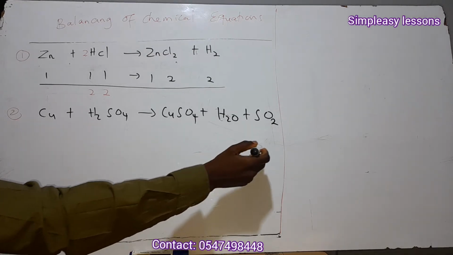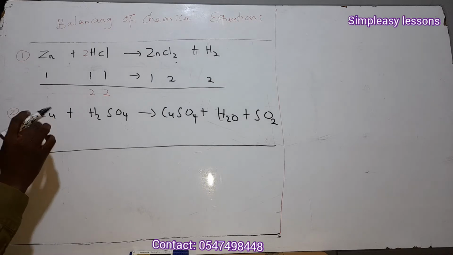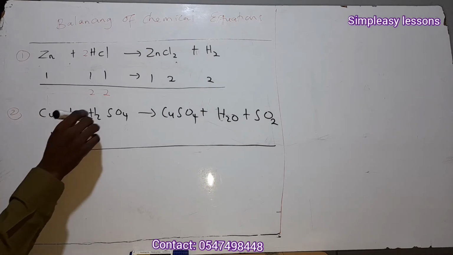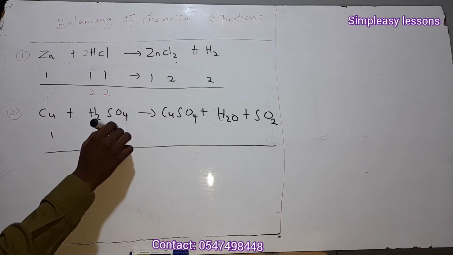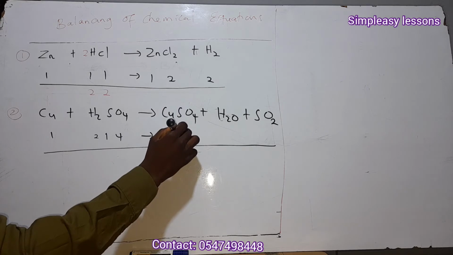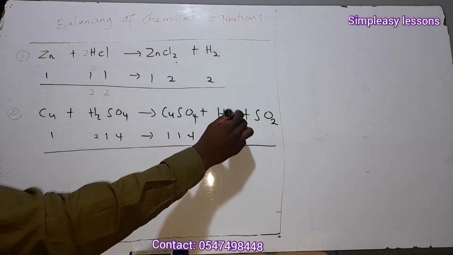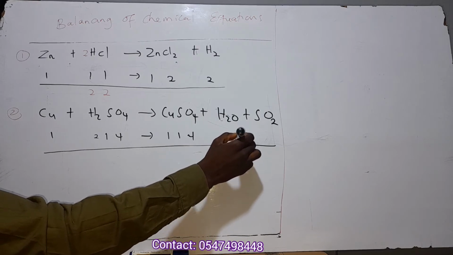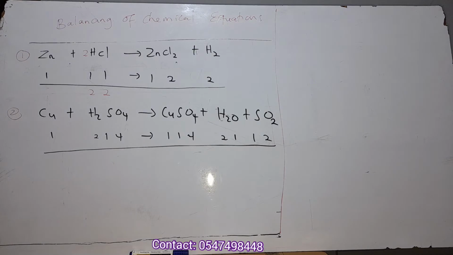Balancing this equation, what do I do? I quickly rule a line here and ask myself, how many of the copper do you have here? We have 1 of it. How many hydrogen do you have? You have 2 of the hydrogen. You have 1 sulfur. You have 4 oxygen. When I come to this side, we have 1 of the copper, 1 sulfur, and we have 4 of this. Then we have 2 of the hydrogen, 1 oxygen, 1 sulfur, 2 oxygen. Is that okay?